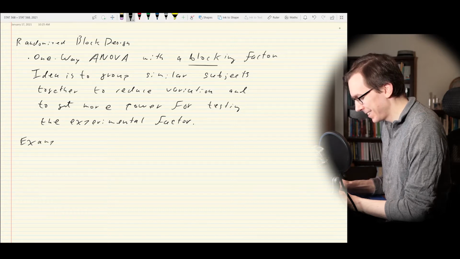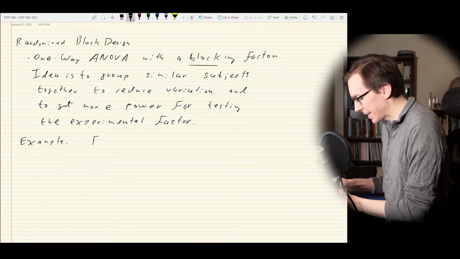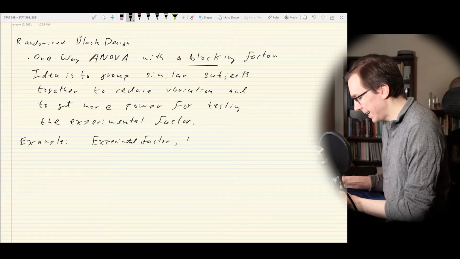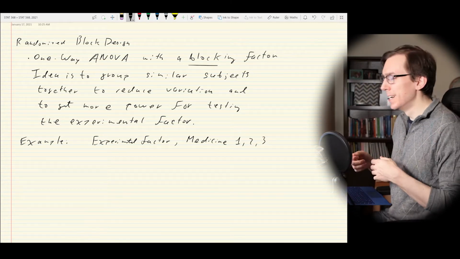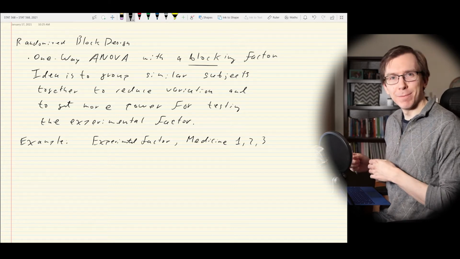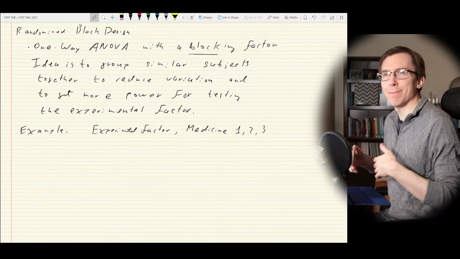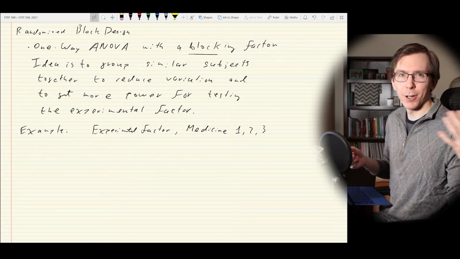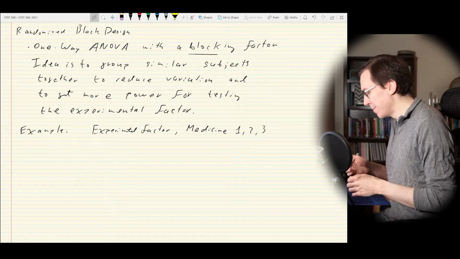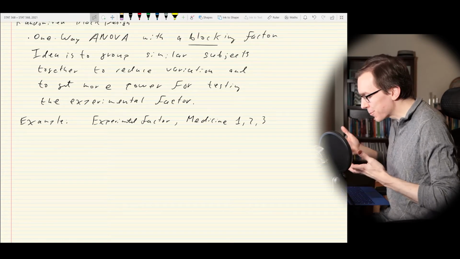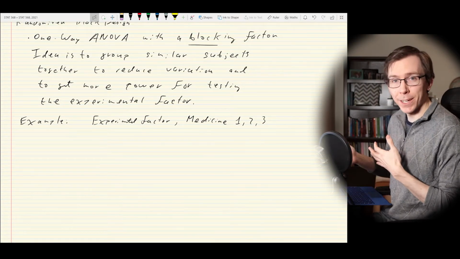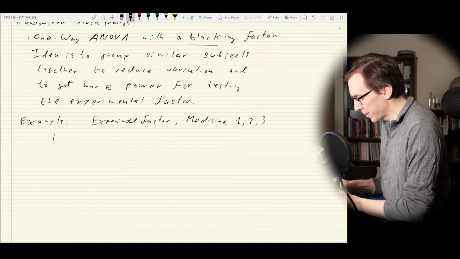So again, for example, we could have an experimental factor, which could be something like medicine 1, 2, 3, or maybe there's also a placebo in there. But the idea is maybe we have different types of medication that we want to test. Maybe it's blood pressure medication. We want to see if it lowers the subject's blood pressure. Maybe it's something else. But this would be an example that we might want to test, and we can use a one-way ANOVA to do that. But then we can also consider blocking factors.